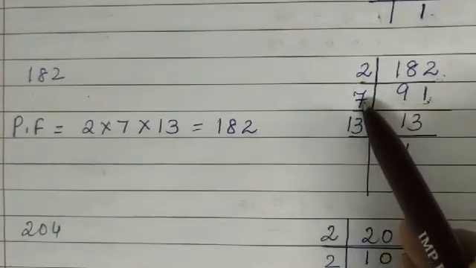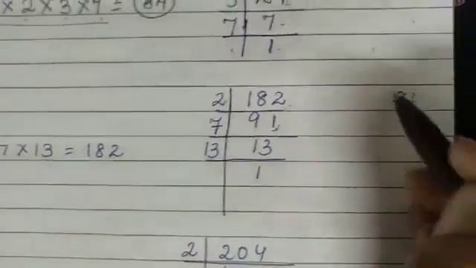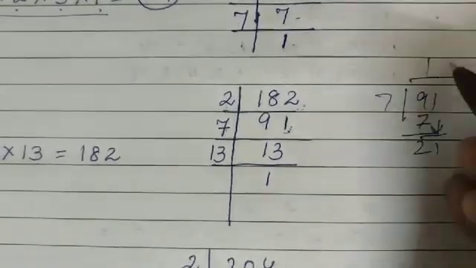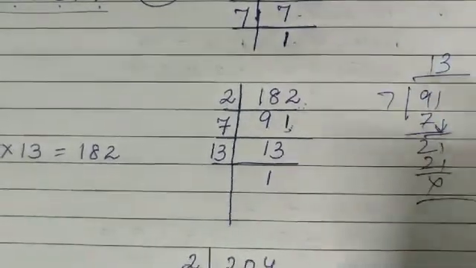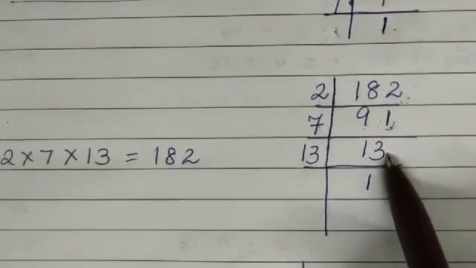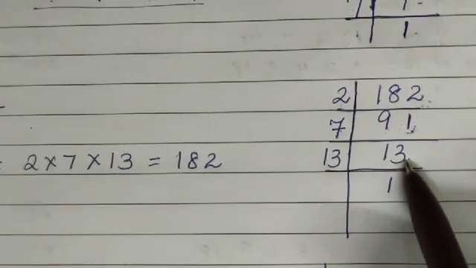In the table of 7, when you divide 91 by 7, 7 1s are 7. This is 2 and this is 1. This is 13. Okay, so the answer is 13. Now this 13 is a prime number.